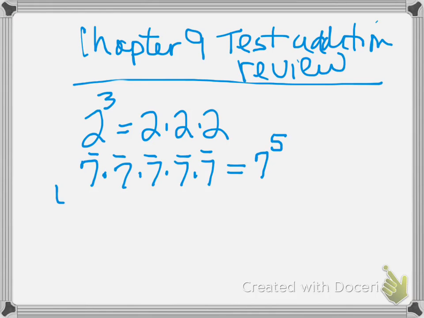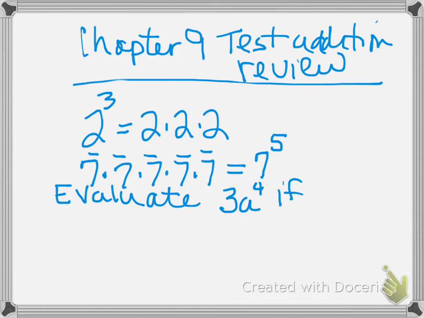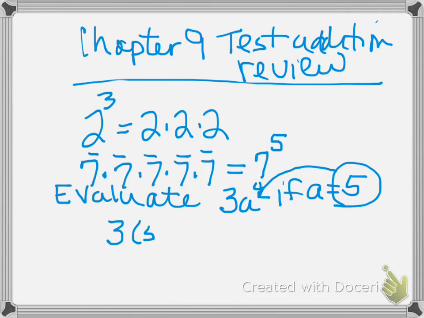Also, with exponents, we might be asked to evaluate. So we are going to evaluate. That means find the value of. Evaluate 3a to the 4th power if a would equal 5. So what that means is we're going to take the 5 and plug it in here for a, and we would write 3 times 5 to the 4th power.